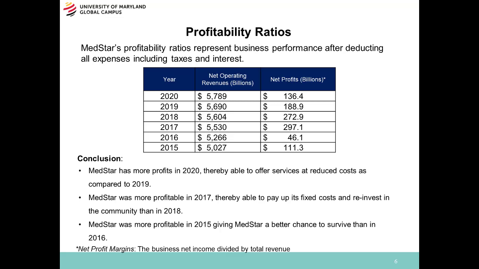MedStar also has a net profit of $297.1 billion in 2017, thereby able to pay its fixed costs and reinvest the rest of the funds in the community as compared to 2018. Lastly, a net profit of $111.3 billion in 2015, giving MedStar a better chance to survive, but a decline in 2016, placing a strain on the business. Thank you. Next, you will hear from Victoria with MedStar Health's Operating Efficiency.